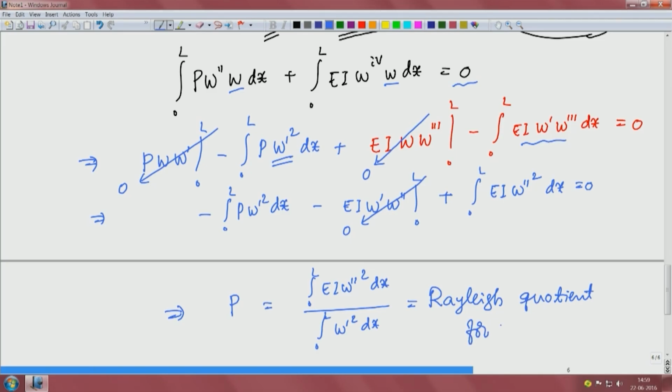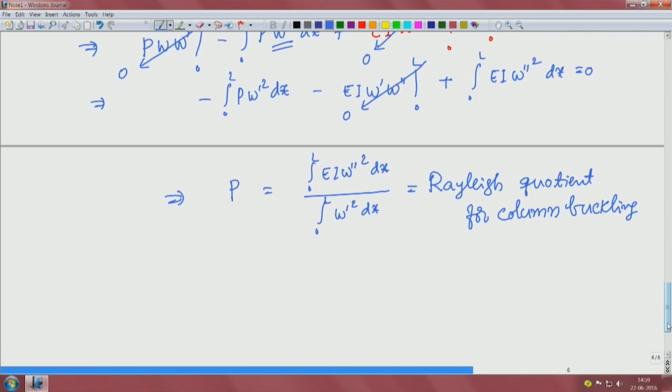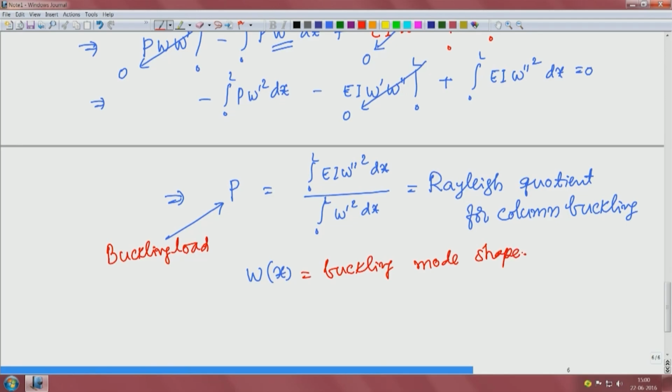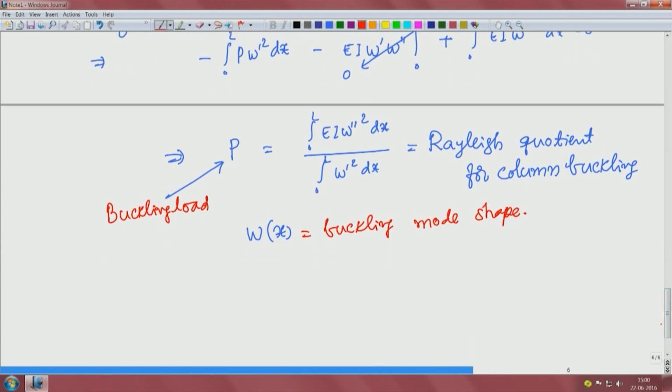Rayleigh quotient for column buckling. Okay. Why is this important? As we said, if you take any W here, this becomes the buckling load, and this is the buckling mode shape. We noted one minimum characterization theorem pertaining to eigenvalue problems in the context of the Rayleigh quotient. The Rayleigh quotient has this amazing property that it becomes a minimum whenever W becomes a buckling mode shape.